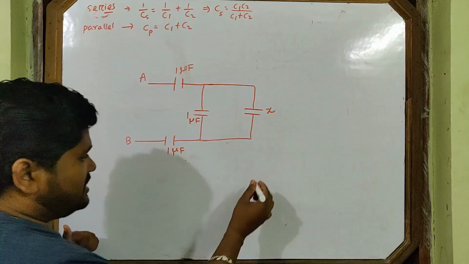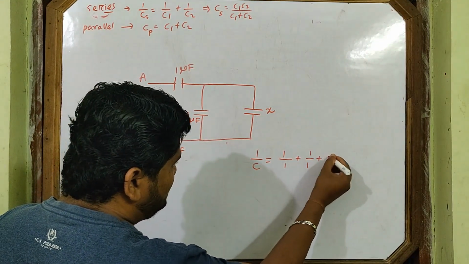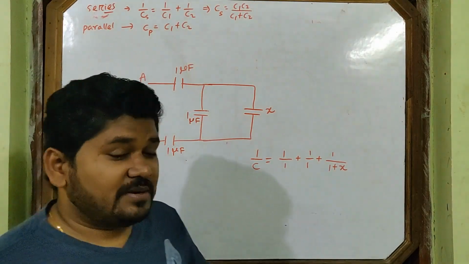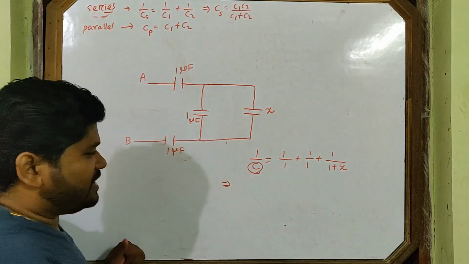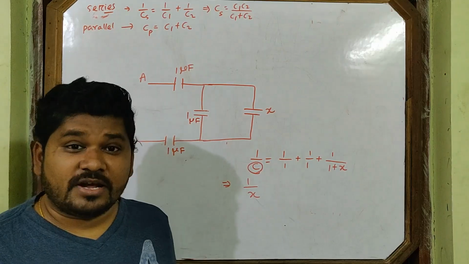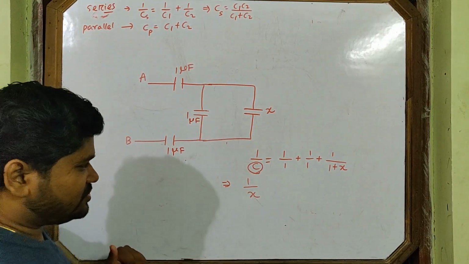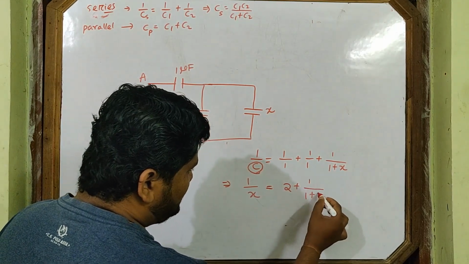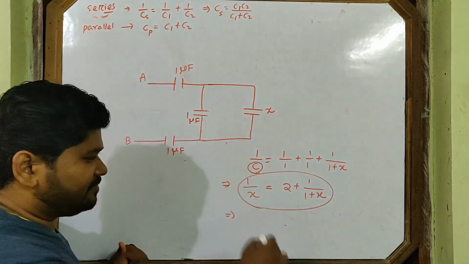Then with this series connection, what is the total capacitance now? 1 by 1 plus 1 by 1 plus X, that is 1 by 1 plus X. Okay. But this total capacitance we have discussed, it is X. Total C is X. Adding this 3 doesn't matter. So net capacitance is also X. So this is 2 plus 1 by 1 plus X. What are you getting now?